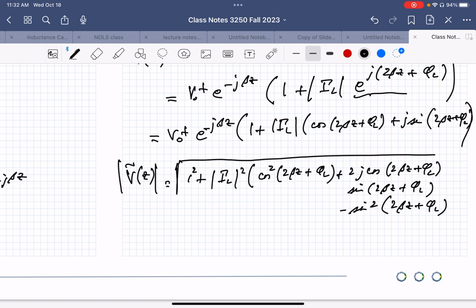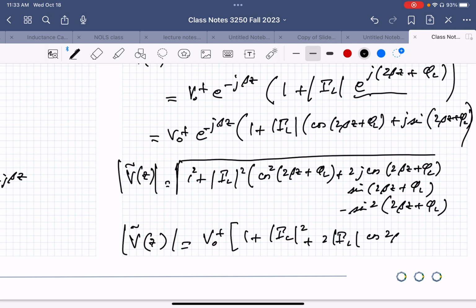Okay, and after all that, we end up with v of z is equal to v0 plus times the square root of 1 plus gamma sub L squared plus 2 times gamma sub L cosine of 2 beta z plus phi sub L. And this whole thing's squared up. Okay.